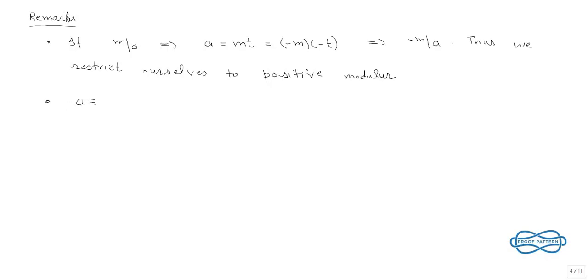Next remark is, A is congruent to B mod M if and only if A and B leave the same remainder when divided by M.